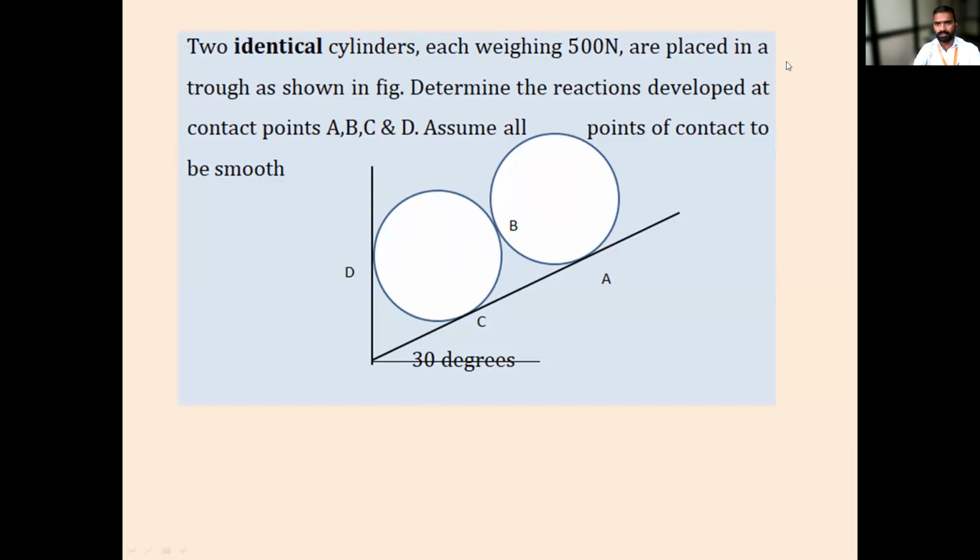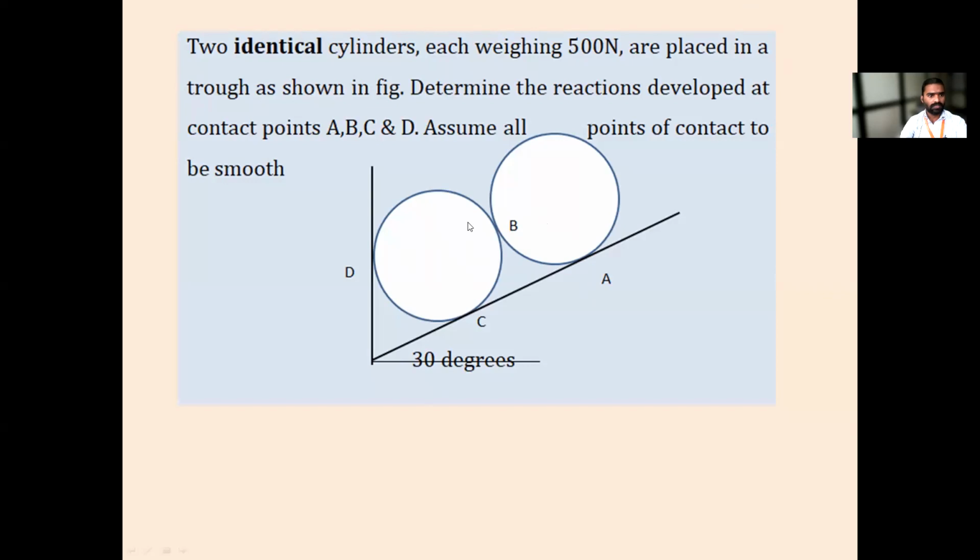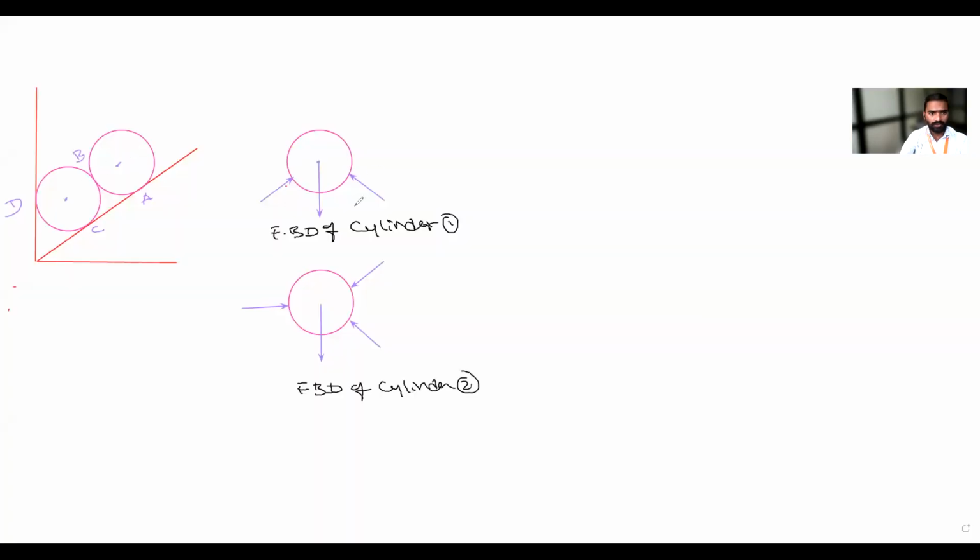This problem we have solved in the last class, up to this much. Cylinder 1, and cylinder 2. So this is the FBD of cylinder 1. How do we draw this FBD?